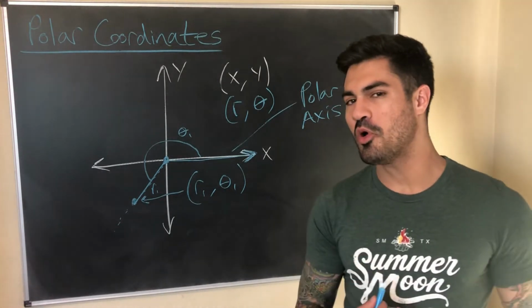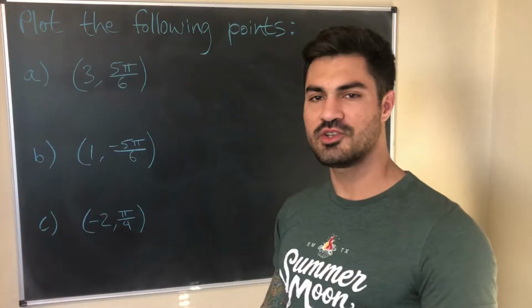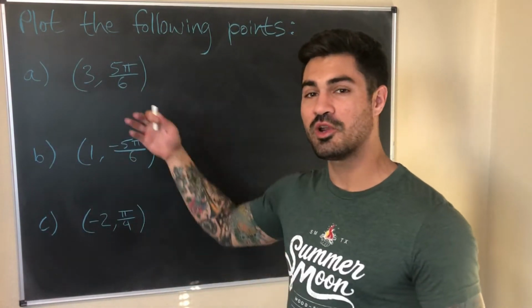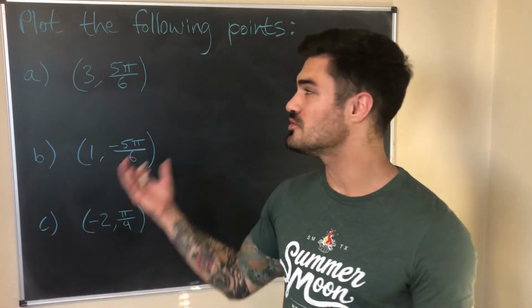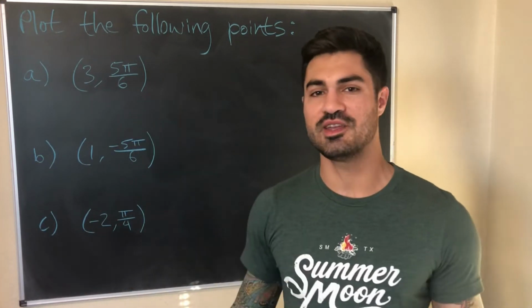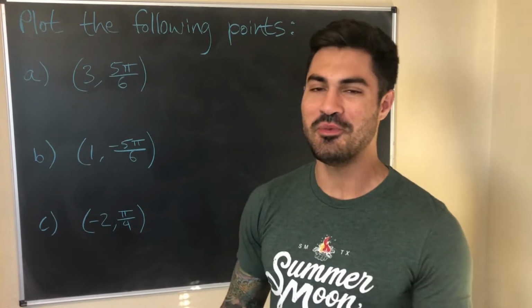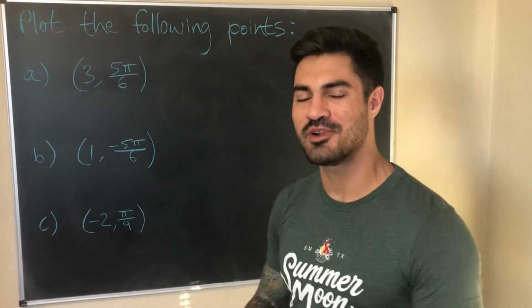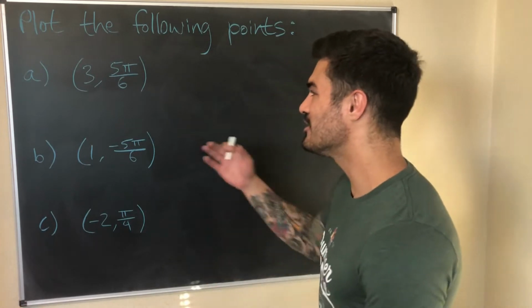Let's see if I can give you a polar point and you can plot it. So these are polar coordinates of the form r comma theta, and we're going to practice plotting some points using polar coordinates with these three examples. So at this point in the video, no pun intended, I encourage you, pause the video, try this on your own, then press play if you want to check your answer. So let's dive right into it.